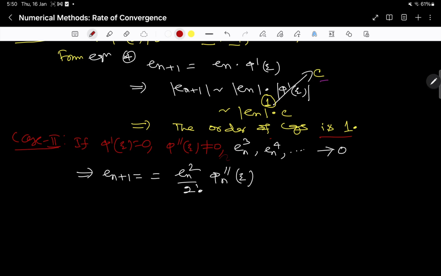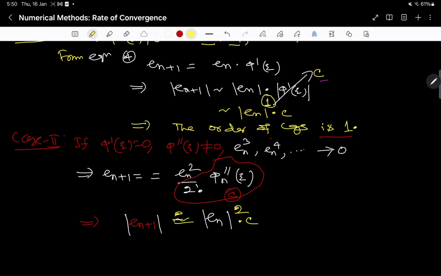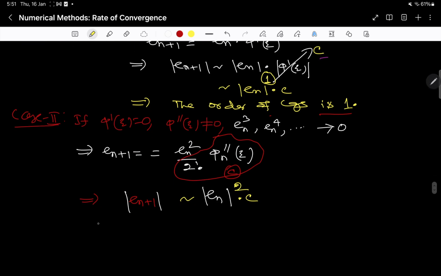If we let this be my C, then what will happen? This implies epsilon n plus 1 mod will be this mod to the power 2 here times C, so it is approximately the same as this. So what will happen now? This implies the rate of convergence is 2 here, second order. Similarly, we can bring it to higher order.